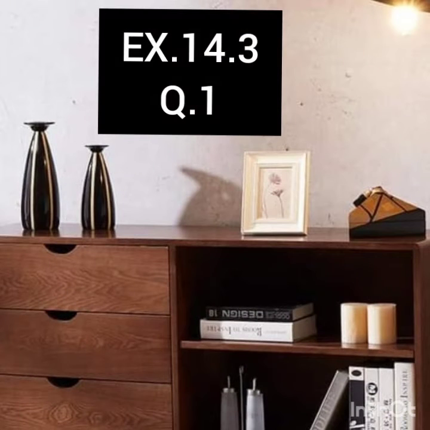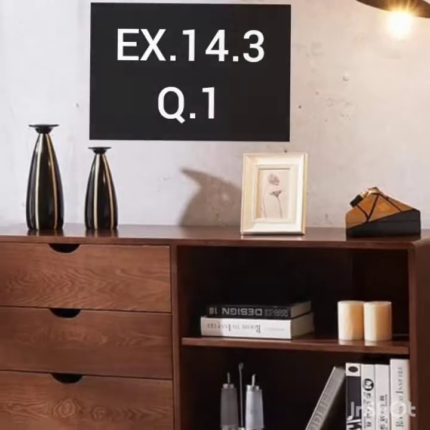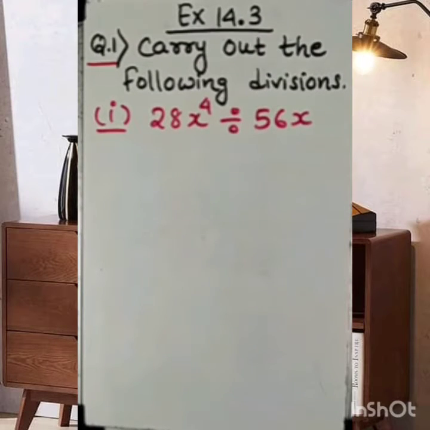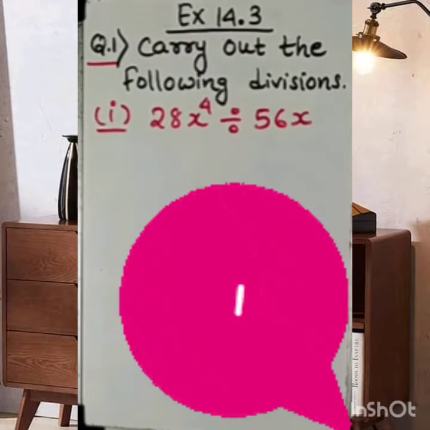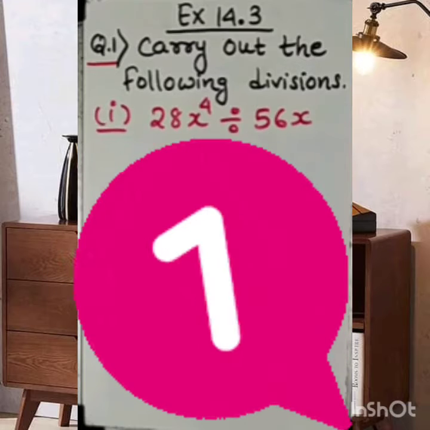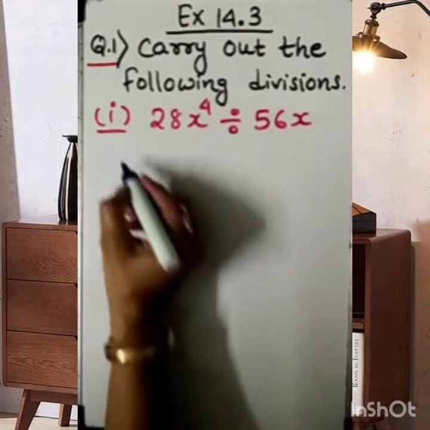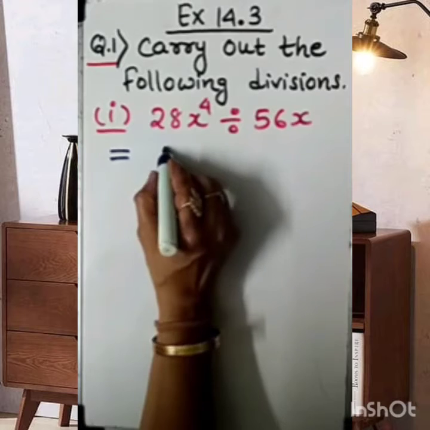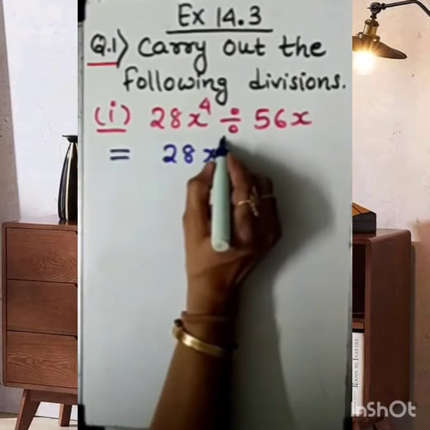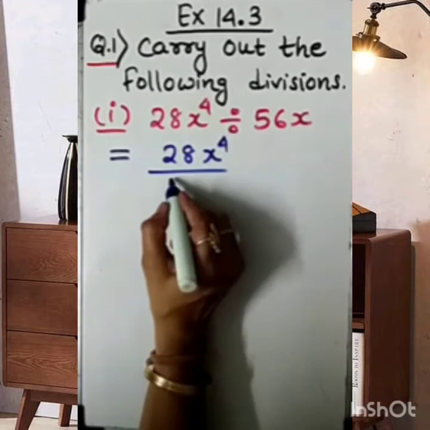Exercise 14.3. Question number 1 is here. Carry out the following divisions. Okay, so let's try to understand one by one. First one is given 28x to the power 4 divided by 56x. So my dear student, how to simplify it? Here, equal to sign. So I need to write this as a numerator and this as a denominator.